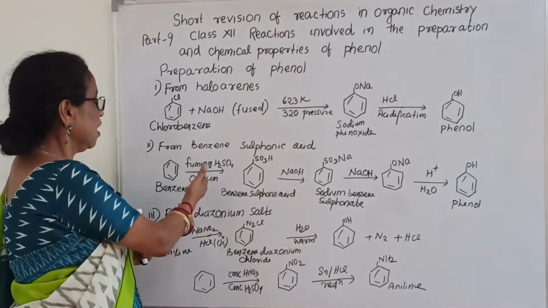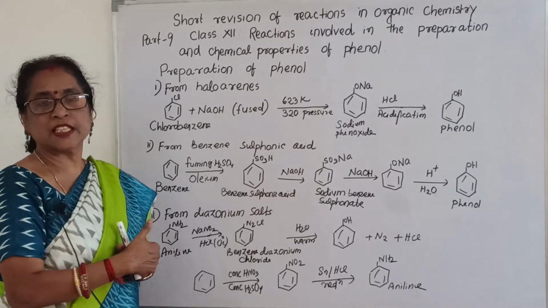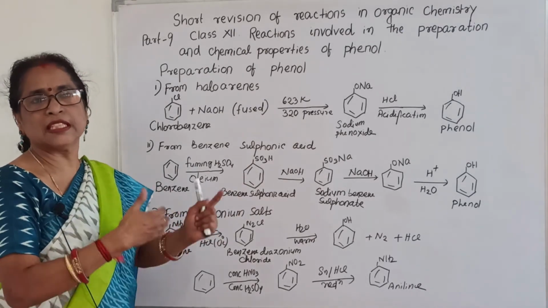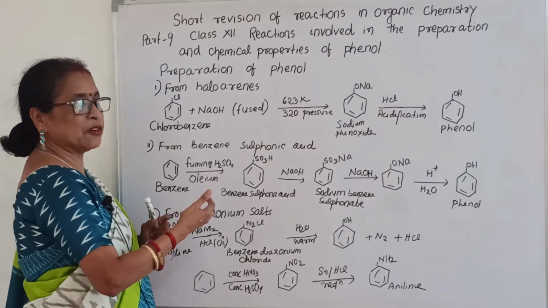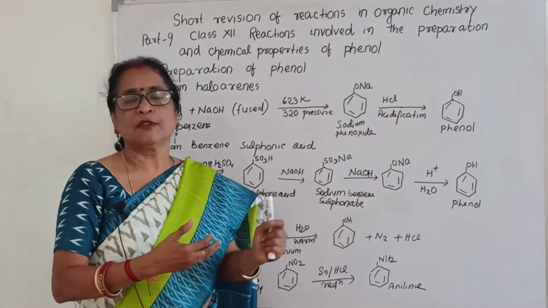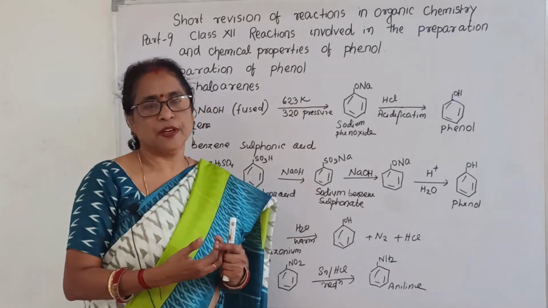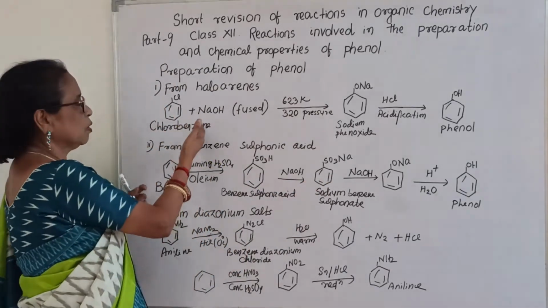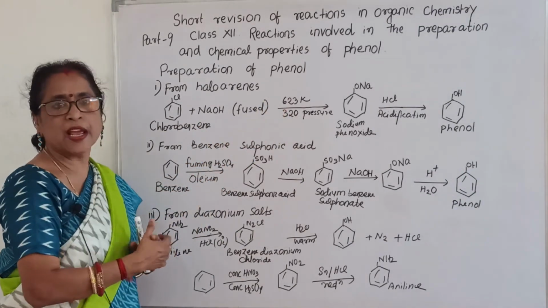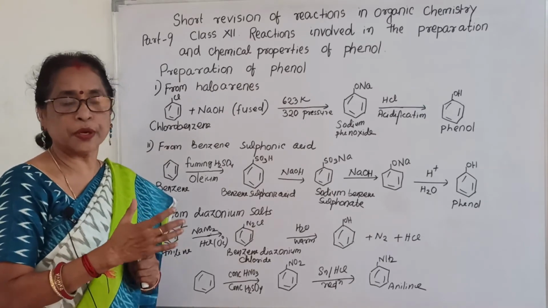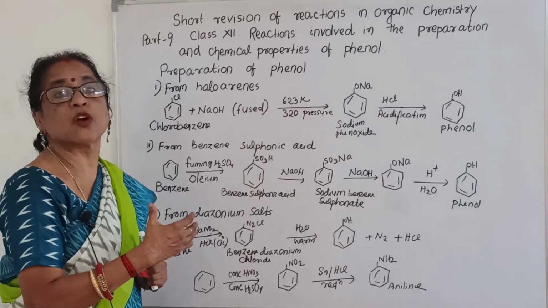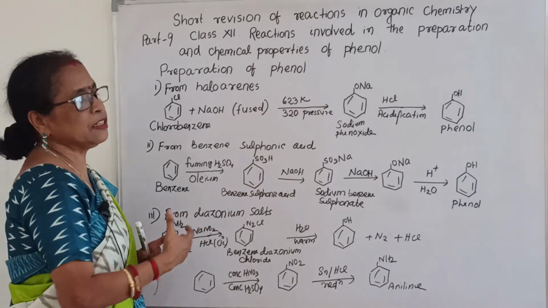Similarly, how can you get phenol from benzene via benzene sulfonic acid? Benzene, treated with fuming sulfuric acid, gives benzene sulfonic acid, and after that NaOH gives sodium benzene sulfonate, and with more NaOH, sodium phenoxide. After that with dilute acid, it gives phenol. Another method: chlorobenzene treated with sodium hydroxide in fused condition gives sodium phenoxide, and treating with dilute HCl, that is called acidification, gives phenol.